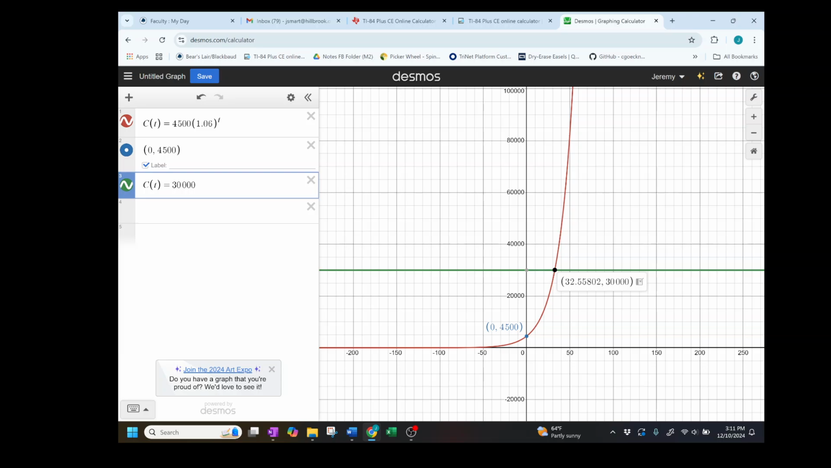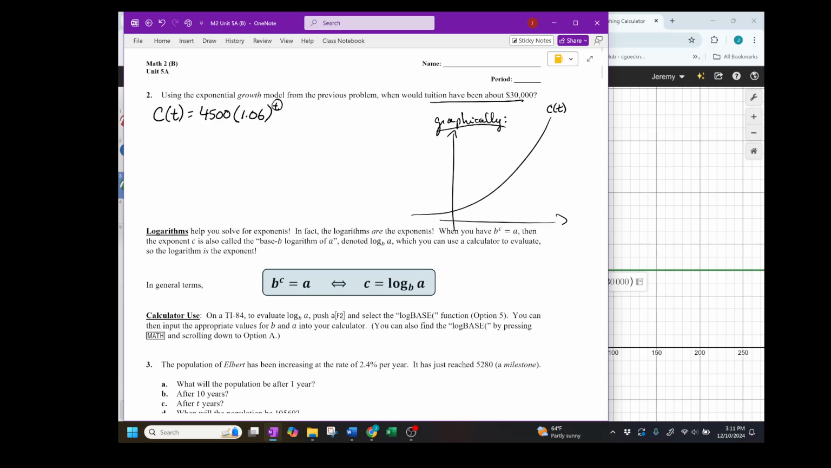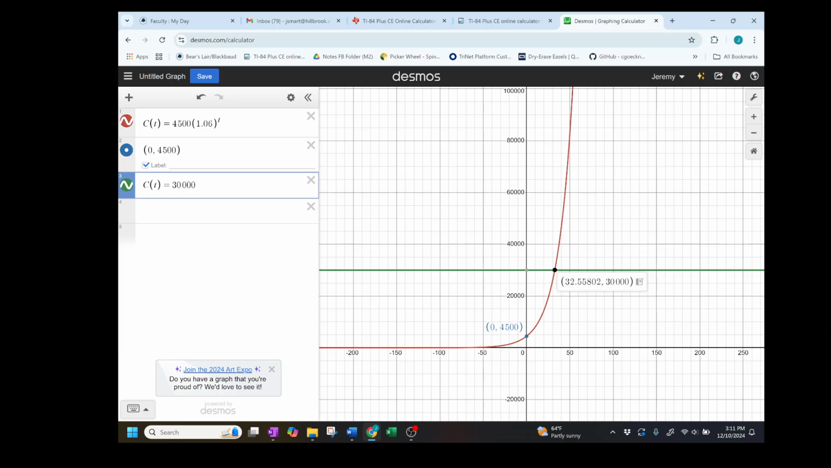So in fact, let's write down that answer. If we solve it graphically, here's the actual C of t function, and then here's y equals 30,000. This is y equals C of t. That's the way you format that. And the place where they intersected was, what was that point? 32.56, let's say.